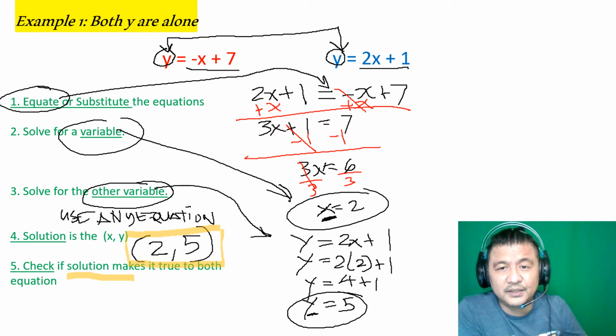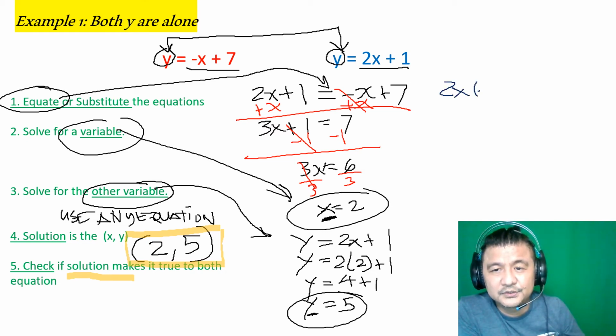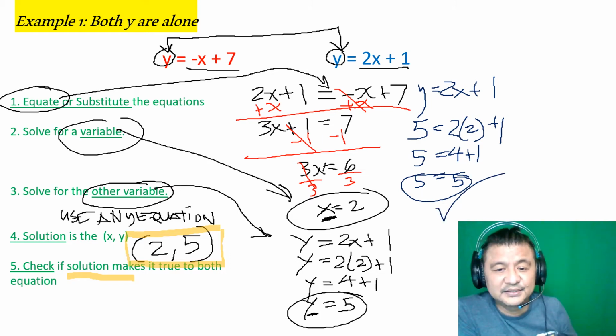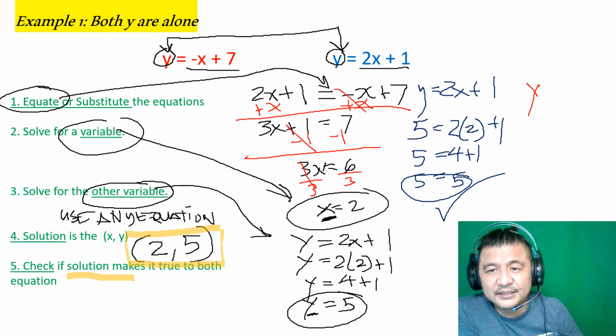Let's start with the blue one. The blue equation is y is equal to 2x plus 1. Since I already know that y is equal to 5, I plug in 5. X is 2, plus 1. 5 is equal to 2 times 2 is 4, plus 1. 5 is equal to 5. That makes sense. It's true. So our statement is correct. Now, let's try the equation in red. Y is equal to negative x plus 7.